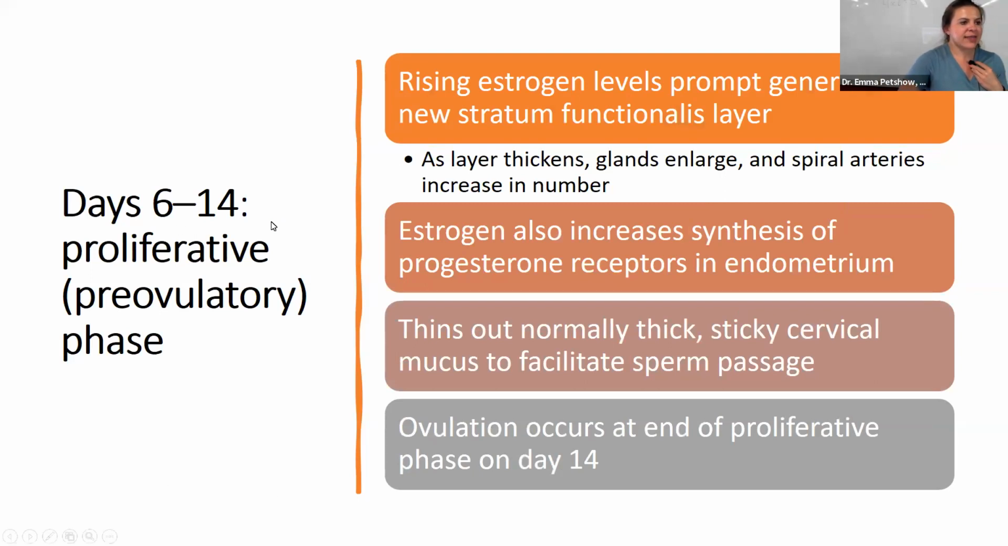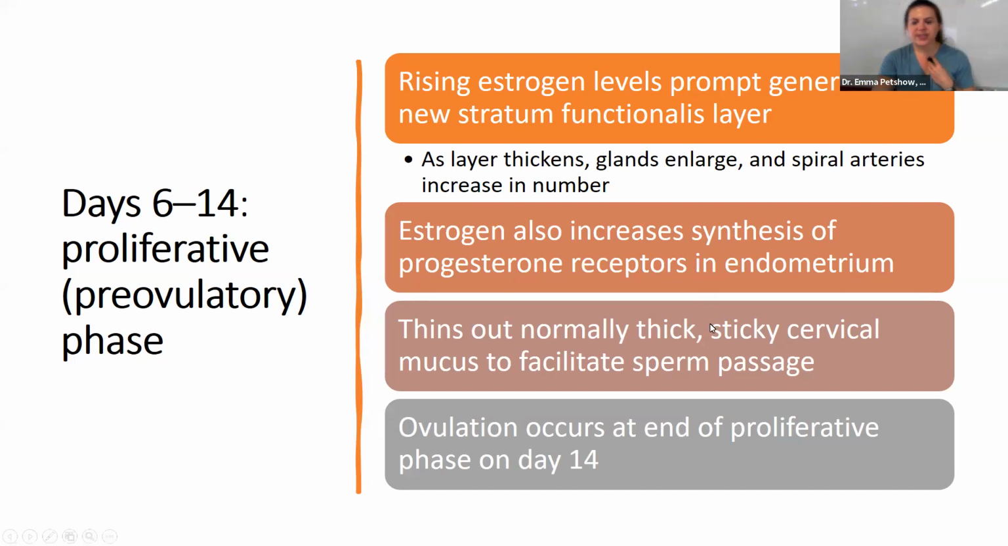Days 6 through 14, again, this is a 28-day cycle, so keep that in mind. Not everyone has a 28-day cycle. Actually, in fact, most women do not. But days 6 through 14, rising estrogen levels will generate a new stratum functionalis layer, that thickened external layer of your endometrium. As that thickens, there's more glands, there's more arteries, and you'll also see more estrogen. Estrogen will increase synthesis of progesterone receptors in the endometrium. We're essentially trying to prepare this space for implantation during this phase. We're thickening it, we're getting progesterone receptors ready, we're getting our body ready.